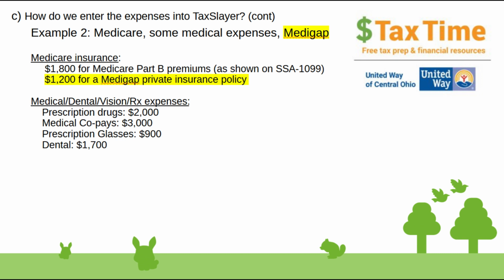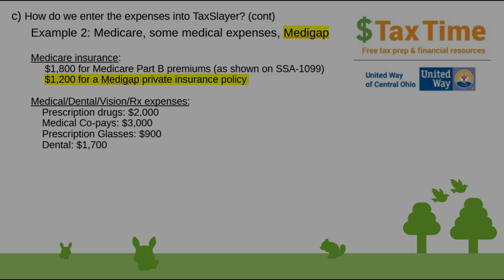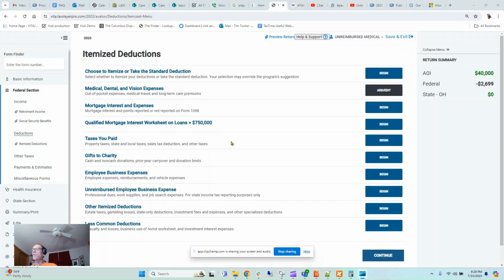For example 2, we're going to modify example 1 slightly. It's the same Medicare and medical expenses. This time, the person also has a Medigap private insurance policy. So they're paying an additional $1,200, which covers much of the stuff that Medicare Part B does not cover. So for the second example, we have all the same itemized deductions as the first example, with the addition of this one Medigap policy insurance premium.